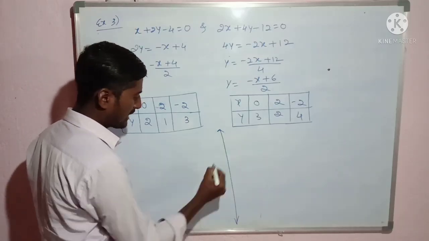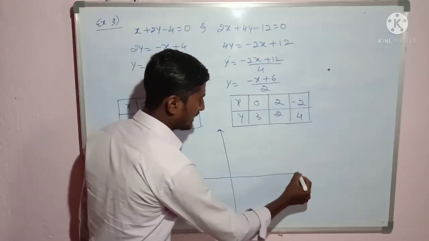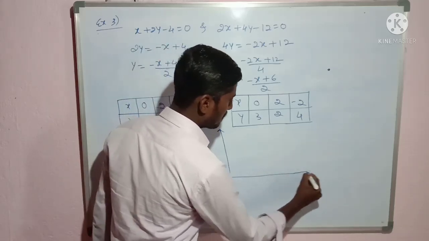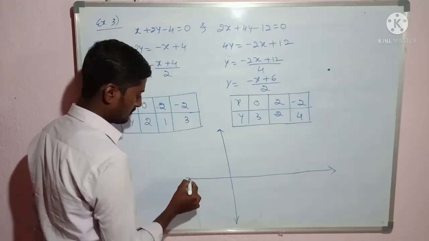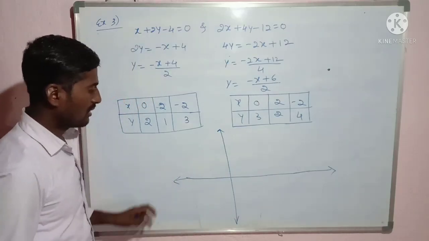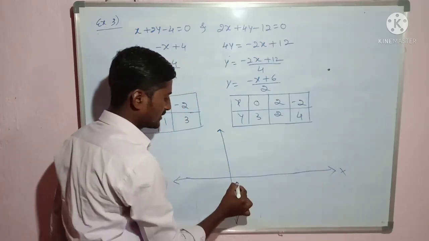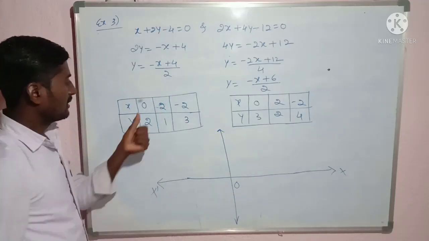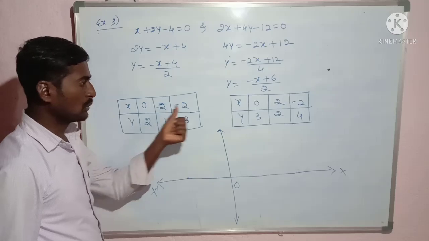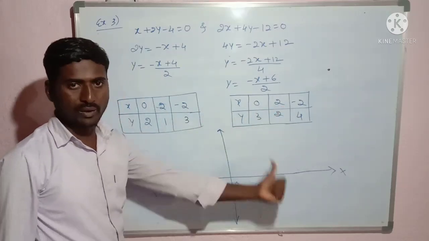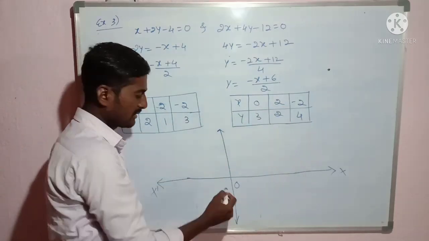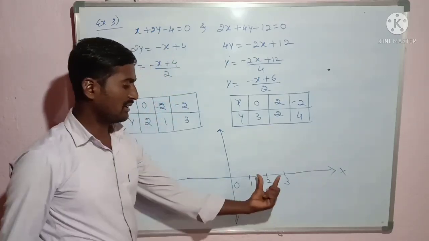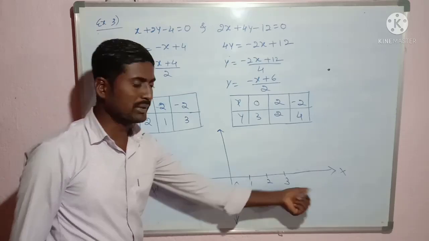So this is the y-axis and this is the x-axis. Now a little bit I will extend this. On the x-axis, this is the origin. On the x-axis, we want positive values as 0, 1, 2, so up to 2 I want. After that you can also take 3, but I need up to only 2, so I leave it.